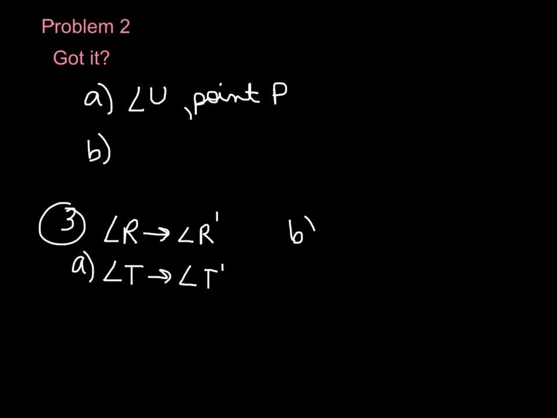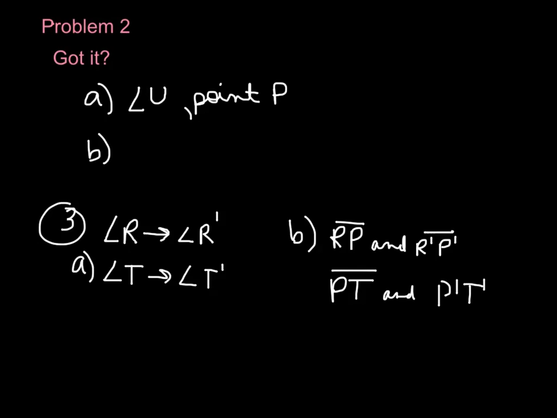Now part B says list all pairs of corresponding sides. So, corresponding sides. We have segment RP, and segment R prime P prime are corresponding. Segment PT and segment P prime T prime are also corresponding. Segment RT and segment R prime T prime are also corresponding.